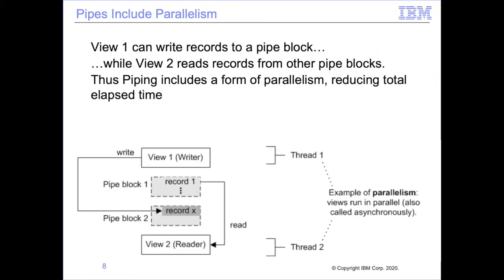An advantage of pipes is that they include parallelism, which can decrease the amount of elapsed time needed to produce an output. In this example, view 2 runs in parallel to view 1. After view 1 has filled block 1 with records, view 2 can begin reading the records from block 1. While view 2 is reading from block 1, view 1 is writing new records to block 2. This advantage is one form of parallelism in SAFR, which improves performance. Without this, view 2 would have to wait until all of view 1 is completely processed.